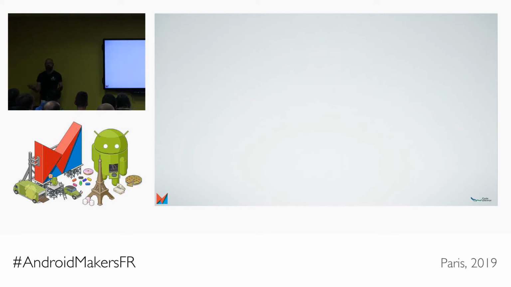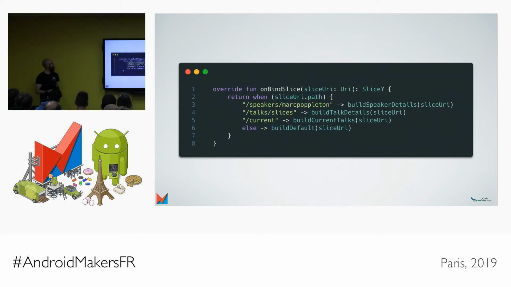So of course, your app is not restricted to providing one and only slice. It can provide as many as you want, actually, because onBindSlice is called every time a slice with the root path being your authority name. So you can switch between slice paths and provide different slices according to the subpath which has been called.